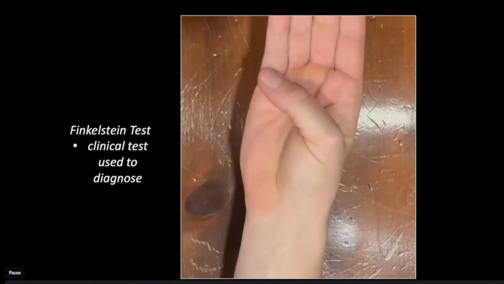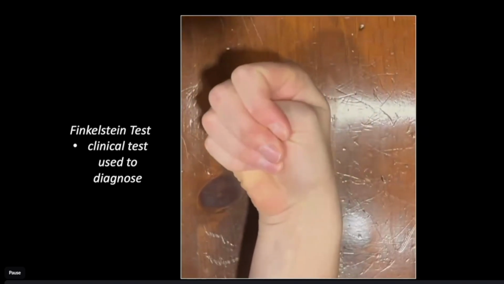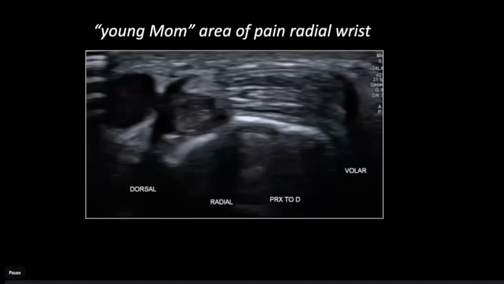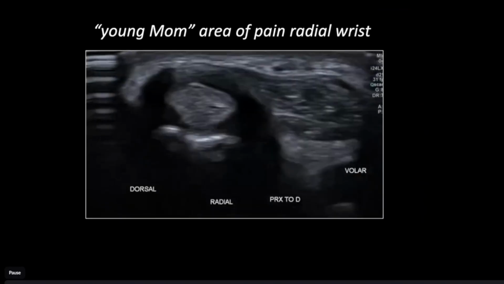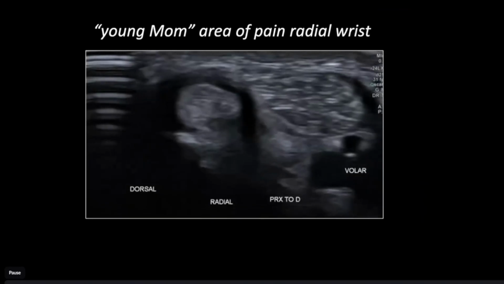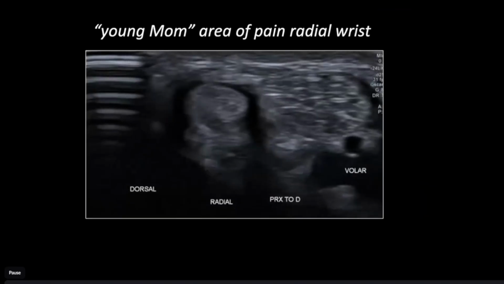Clinical test is Finkelstein's test. Make a fist and deviate. Pain will be on the radial aspect. Often we see this in young moms because they've got little babies or young children and they're lifting them. In this case, EPB is affected and the sheath is thick.